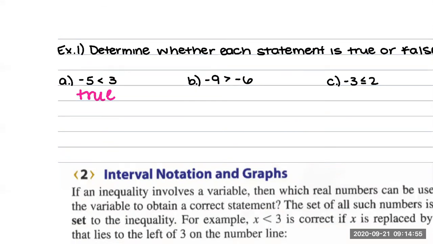For B, we have -9 is greater than -6. Your numbers that are less than the other are those that are further away from 0. -9 is further away from 0 than -6 is, so -9 is actually less than -6. So this one is false.